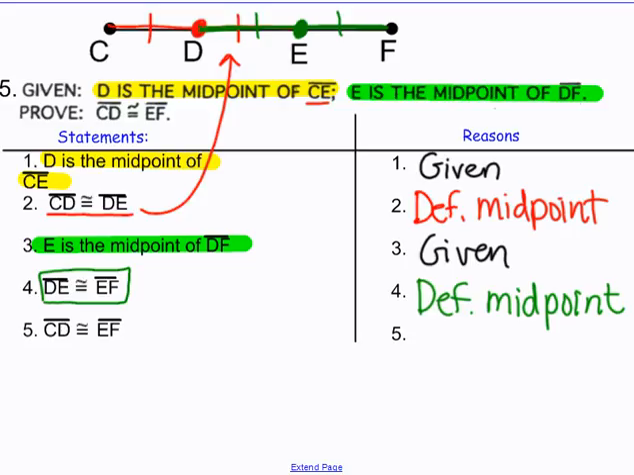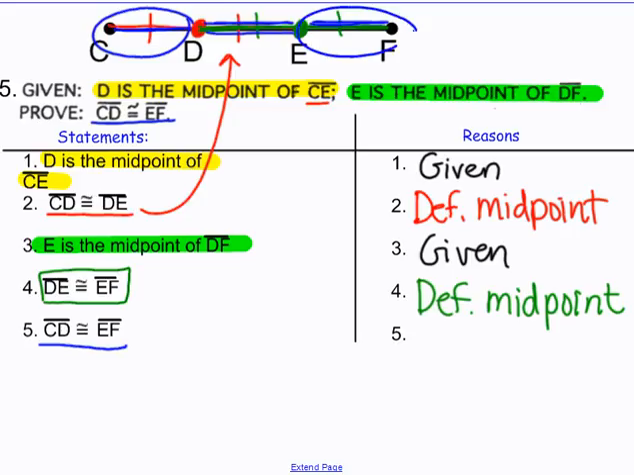So now they're asking us to prove that CD is congruent to EF. Well, if this is congruent to this, and this is congruent to this, we can conclude that CD is congruent to EF. And why is that? That is what we call the transitive property of congruence.